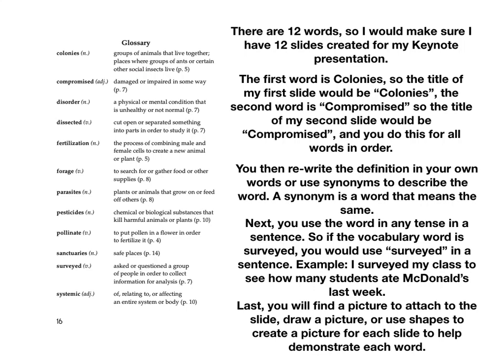And so the vocabulary word is surveyed. You would use surveyed in a sentence. So for an example, I surveyed my class to see how many students ate McDonald's last week. That's just an example of a sentence. You could use that sentence. I don't care. And then last, you will find a picture to attach to the slide, draw a picture, or use shapes to create a picture for each slide to help demonstrate each word.